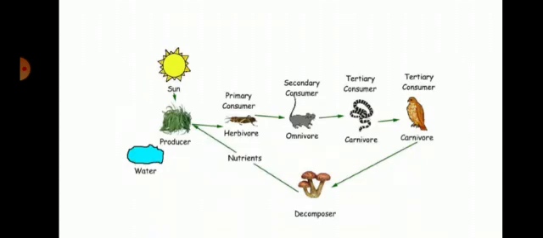A food chain always starts with plants, the producers. The plant is called a producer, and the chain ends with carnivorous animals. The primary source of energy for all food chains is the sun, which provides energy to the plants to make food.